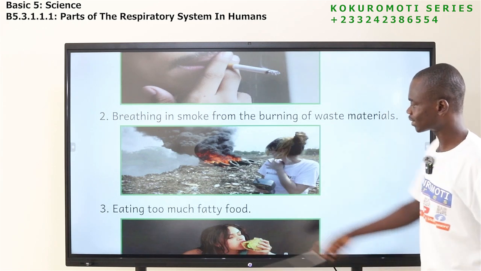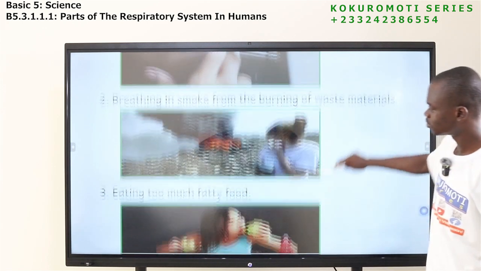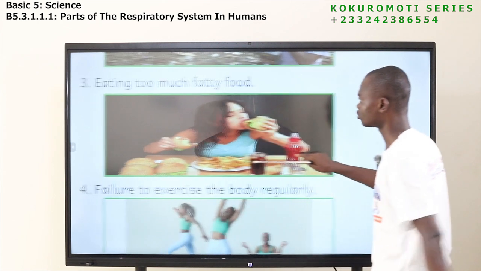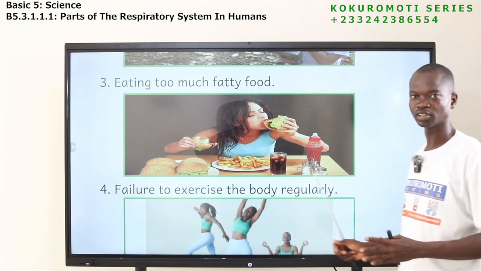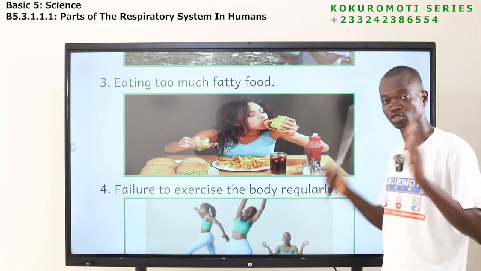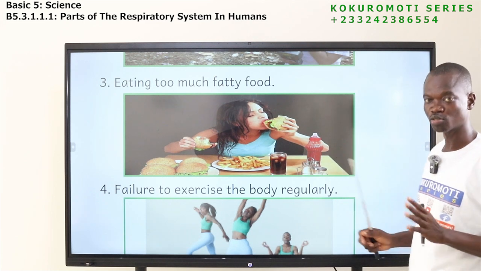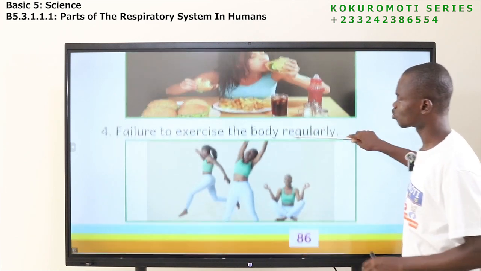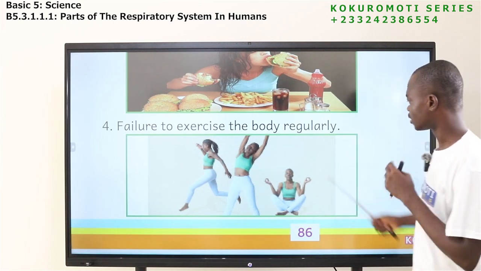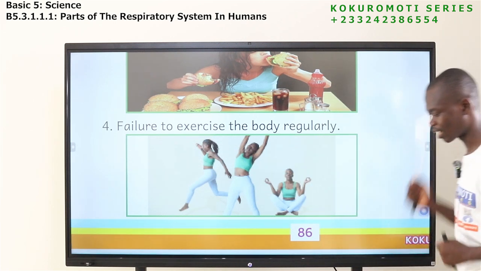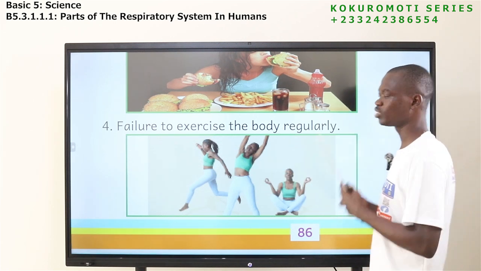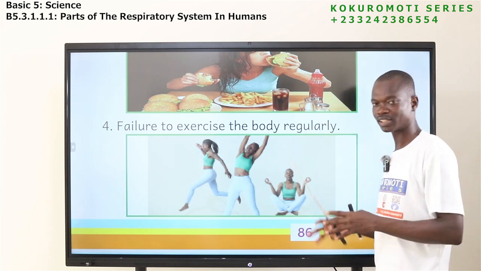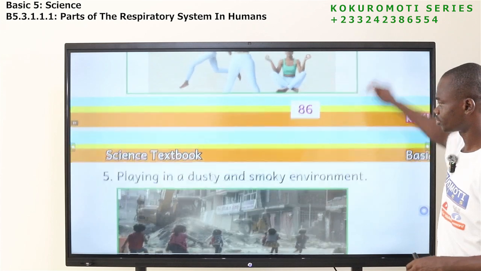The next one is eating too much fatty food. Look at the lady here. Look at the food that she's enjoying. Fatty food. Too much of it is not good. I'm not saying it is not good to eat, but too much of it is not good. The next one, failure to exercise the body regularly. So look at the ladies. They are exercising their bodies. So we need to do that. It's good for our respiratory system. If you don't do it, you have issues with your respiratory system.